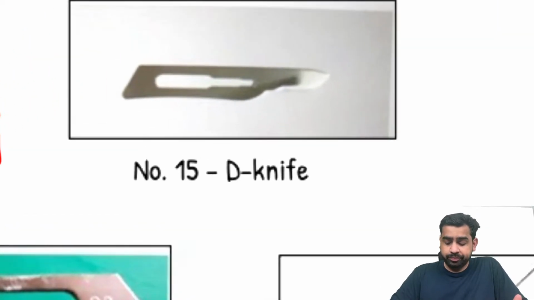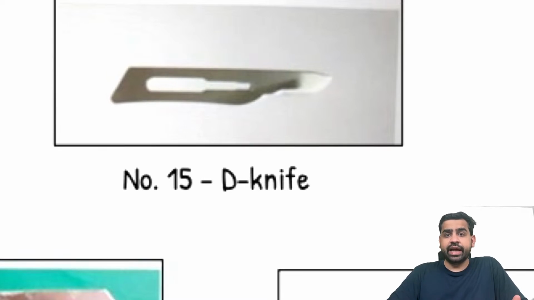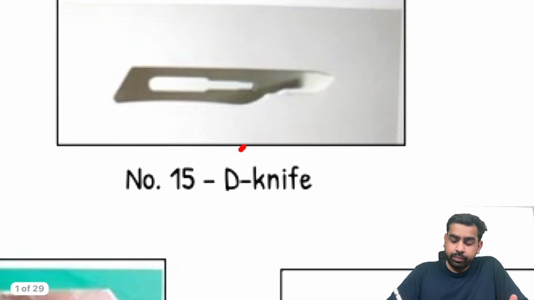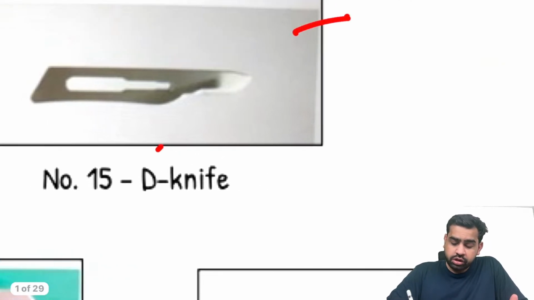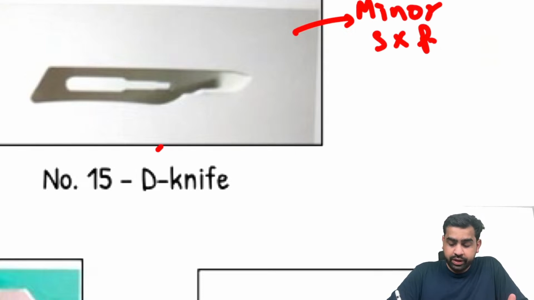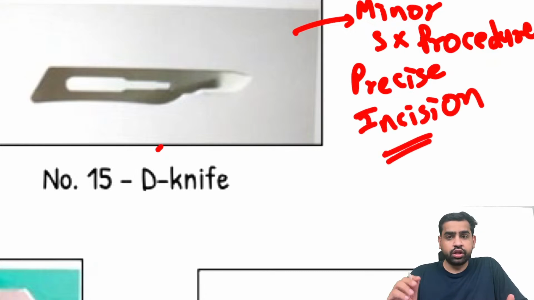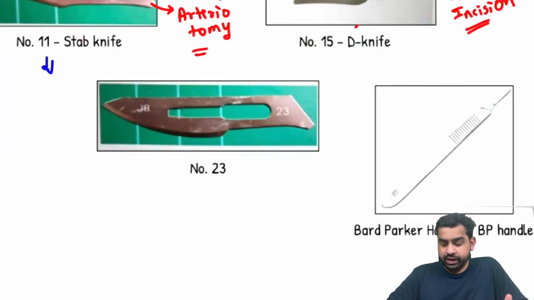What about this? This is called a D knife, the number 15 blade. This is used whenever you want to perform some minor surgical procedure, or wherever you want a precise incision. Wherever you want a precise incision, there you use this D knife, or what you call a number 15 blade.